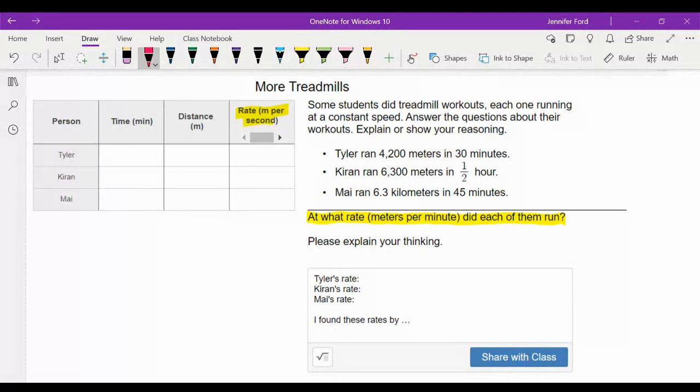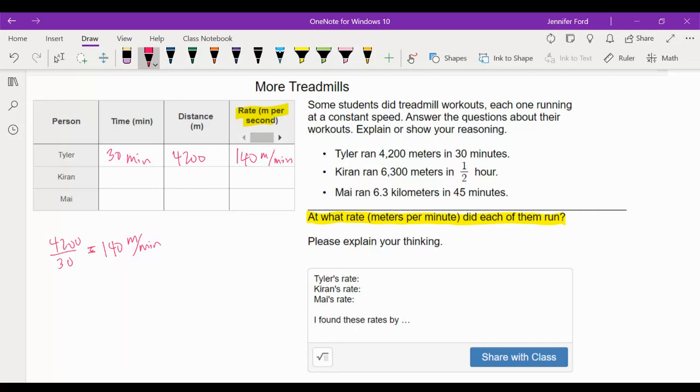So this is how it would go. So Tyler, 30 minutes. Ran 4,200 meters. And then meters per minute would be 4,200 divided by 30, which I believe I did on my calculator is 140 meters per minute. So the book, or this activity, was looking for the answer of 140 meters per minute.